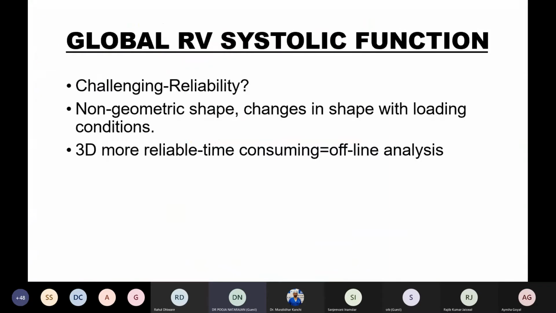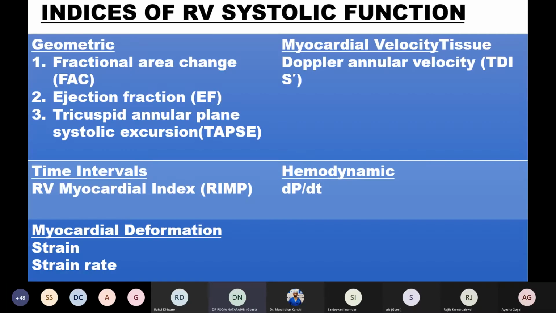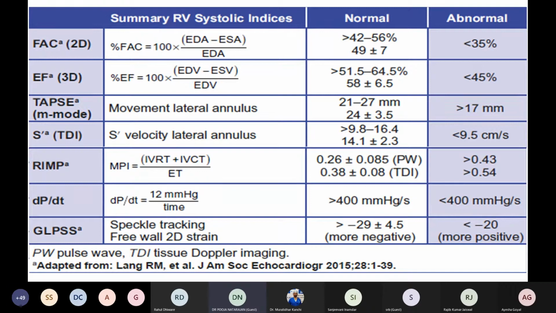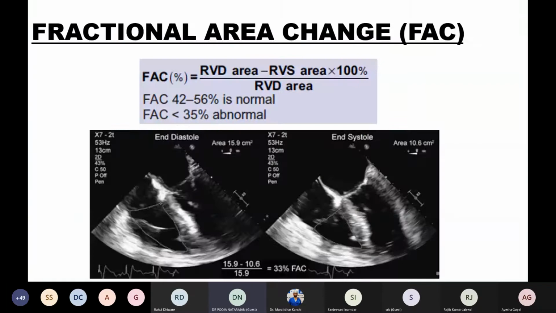So how do we assess the global RV systolic function? It is very challenging because of the non-geometric shape and loading conditions. 3D is always more reliable than 2D for RV assessment. Let's look at the different components of RV systolic function. We can divide it as mentioned here. So let's go to each component. And this is again another classification, and I will walk you through each one of them.